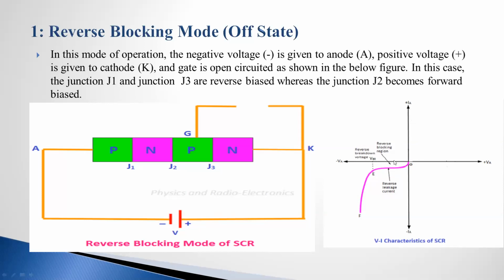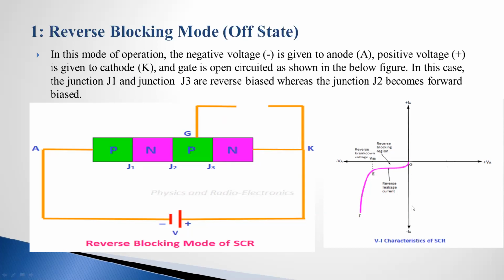The current should be zero here, but here we have shown a small magnitude, that is in the reverse blocking mode of operation. Current is not flowing, but a small amount of leakage current is flowing through the device. That current is called the reverse leakage current. Whatever current flows through the device in reverse blocking mode is called the reverse leakage current, and it is very, very small.